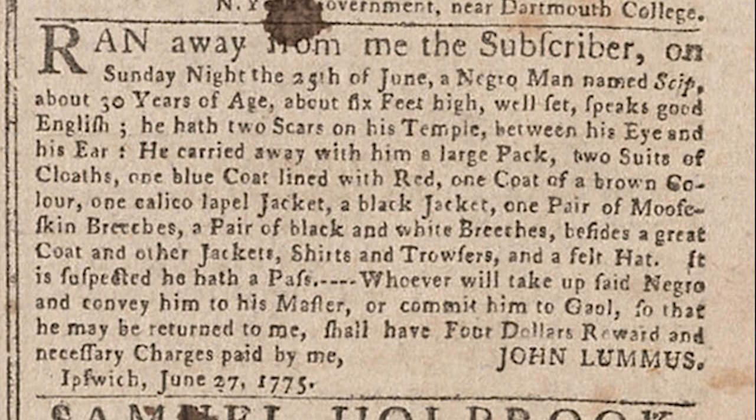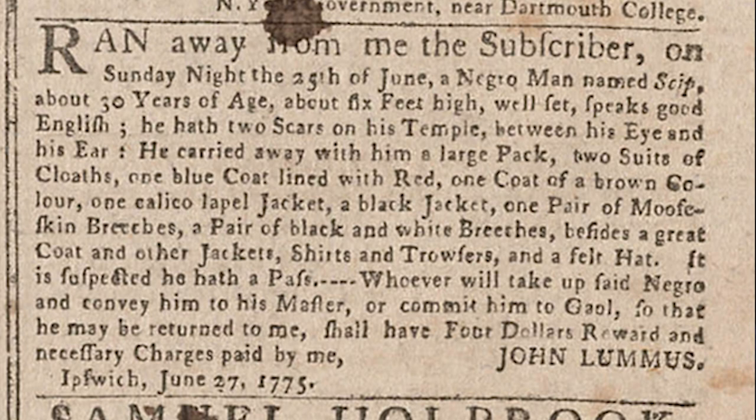Has a couple of scars on his temple. So a physical description, and then a description of what he ran away with. He must have had a trunk full of clothing. A pair of black and white breeches, and one of my favorites is that he had a pair of moose skin breeches. Can't imagine what that felt like. And of course, a felt hat, it says.